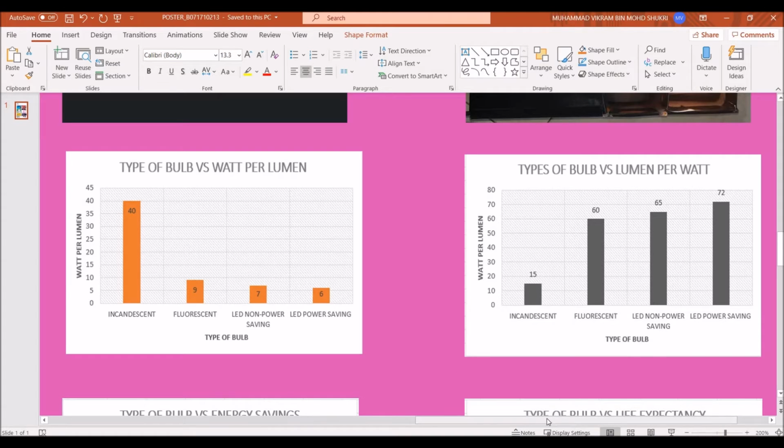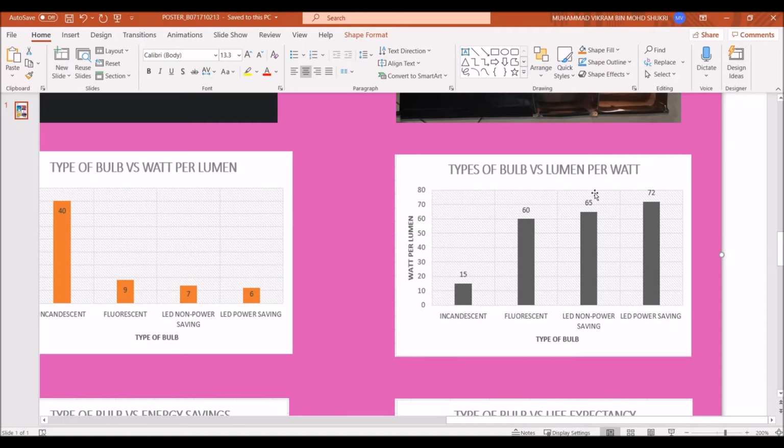And if you see the next bar chart, it shows the types of bulbs that I used versus the lumen per watt. The previous one was watt per lumen, and this was lumen per watt. So as you can see, the incandescent bulb produced only 15 lumens per watt that it consumed. That is extremely low compared to the other bulbs that I used, which are 60, 65, and 72, where the power saving LED produced 72 lumens per watt that it consumed. Even though it consumed very low watt, it produced a lot of lumens compared to the incandescent bulb.